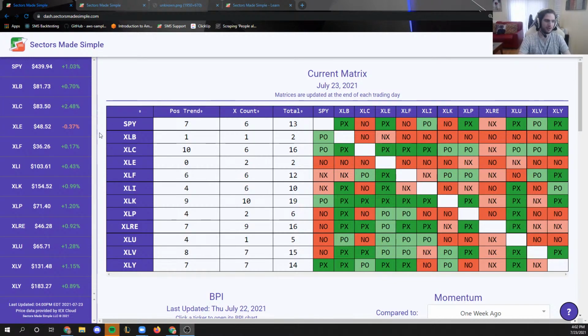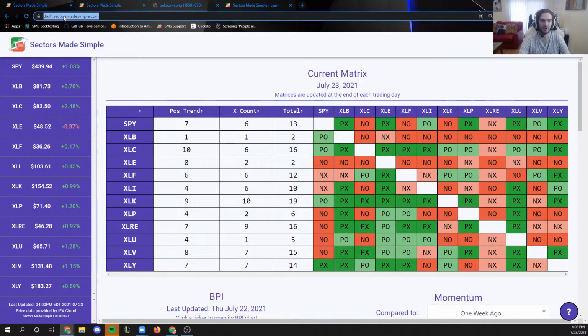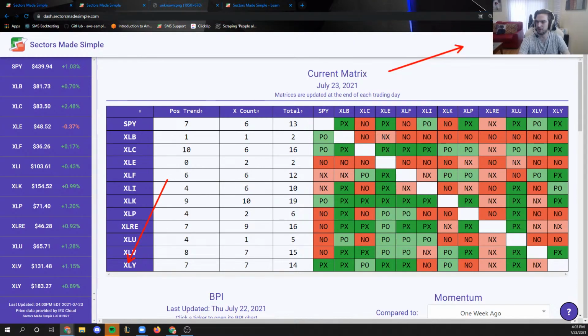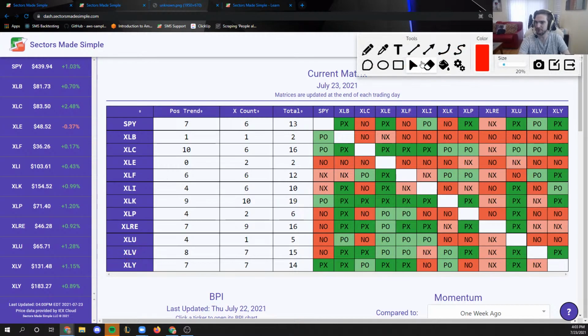So when you log into the matrix, which is at dash.sectorsmadesimple.com, you do need a subscription in order to get to this page. If you try and log in with no subscription, it's going to not let you. You're going to get a red error message. You need to have a subscription to log in here. So once you log in, what you will see is this big area right here.